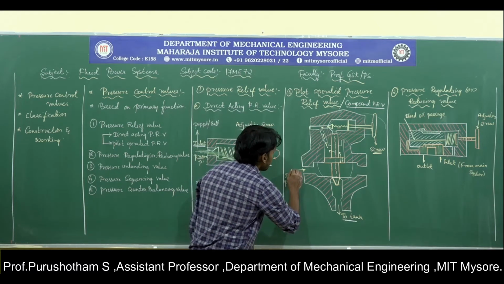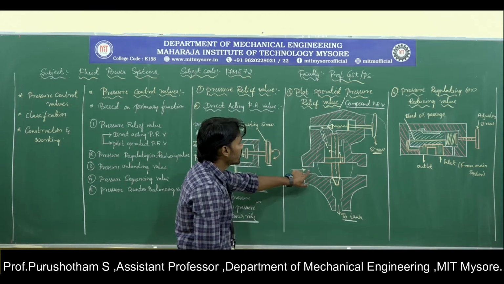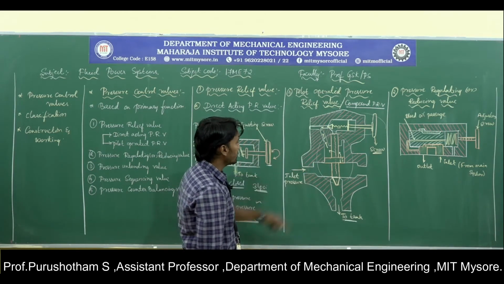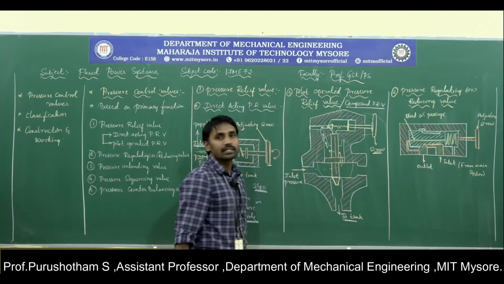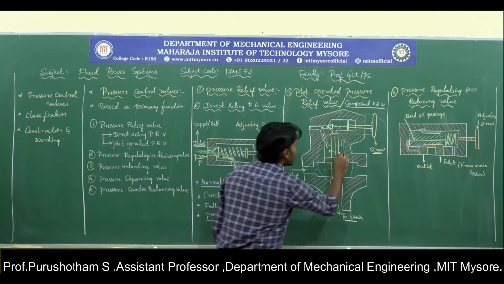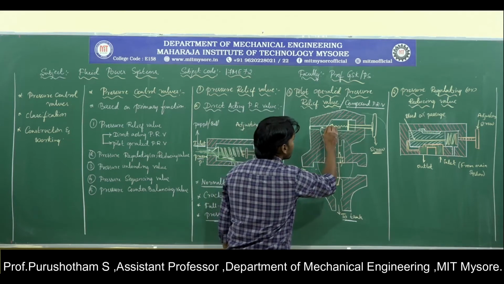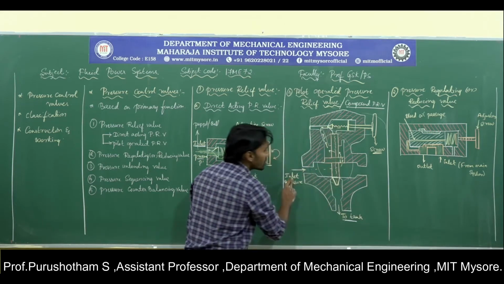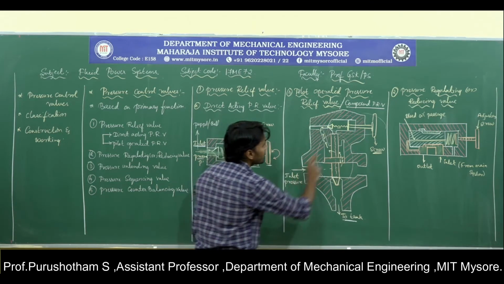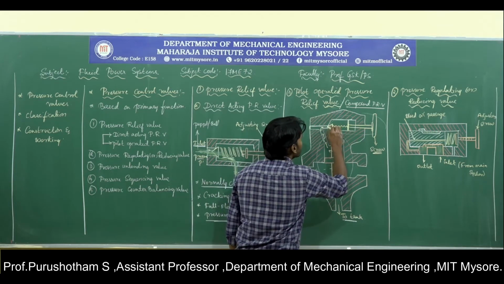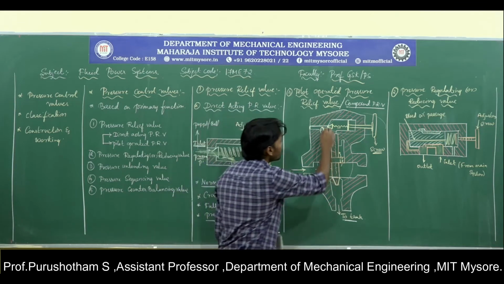When the system pressure, that is the fluid entering the valve, flows through the orifice in the piston and enters the pilot relief valve, and the system pressure is less than the prescribed pressure, this valve remains closed.